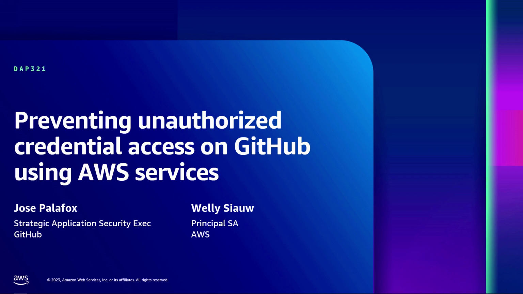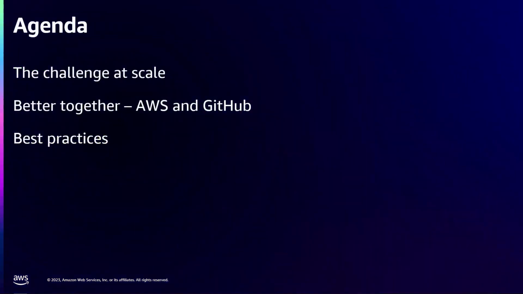We're going to be talking about preventing unauthorized credentials from being leaked on GitHub.com. I'm joined here by Welly Sao, who's been our partner in crime over on the AWS side, working with us on all things GitHub. So really excited to have a few minutes to share some of what we've been working on this year.